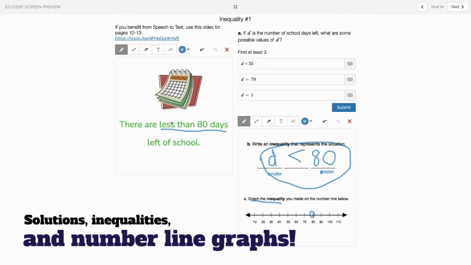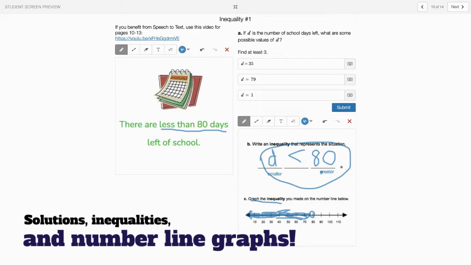But we know that D has to be less than 80. So we're going to color on the left side. But we won't color in the right side. Okay? So we're going to shade all of this in. Color, color, color. Because D has to be smaller than 80. And these are all the days that are smaller than 80. Okay? We're not going to color 90 because 90 is not less than 80. We're not going to color 100 because 100 is not less than 80.